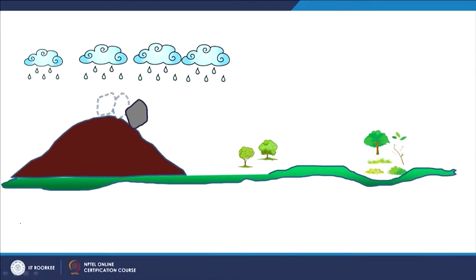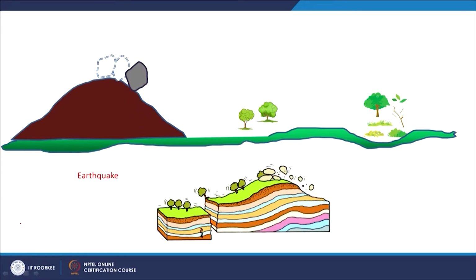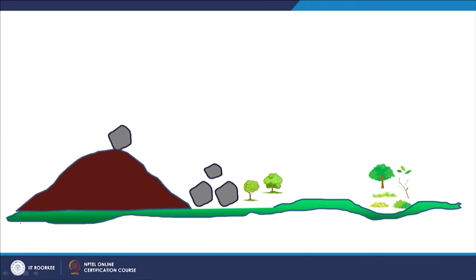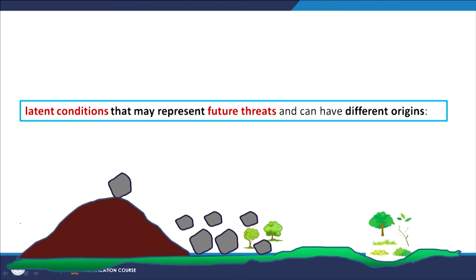Now, this one is considered to be risky, and this stone can fall if we have rainfall, heavy rainfall, or if we have earthquake, then it will come and hit this place. So it has some kind of conditions, some latent conditions that may trigger some threat in future and can have different origin. It could be earthquake, it could be landslide, it could be heavy rainfall.